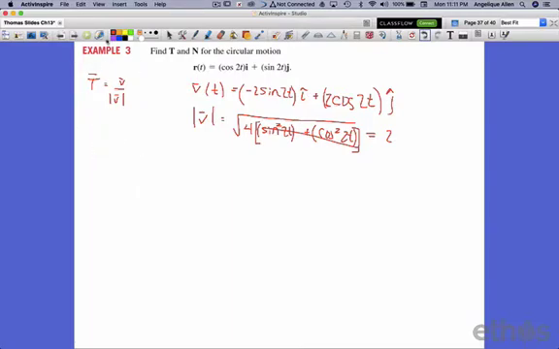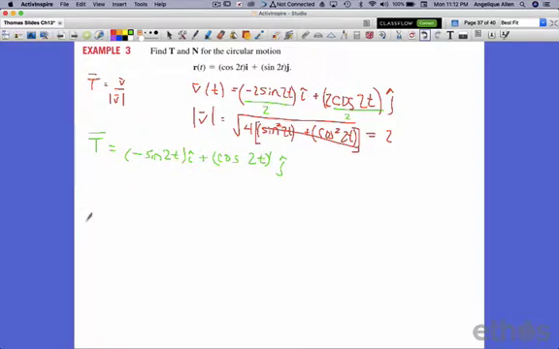So to get T, it is going to be the velocity vector here, and we're going to divide 2 into each component, and that's going to make our 2's cancel here. So we're going to have the unit tangent vector is negative sine of 2t in the i direction, when the 2's here cancel. And then positive, these two 2's cancel, cosine of 2t in the j direction.